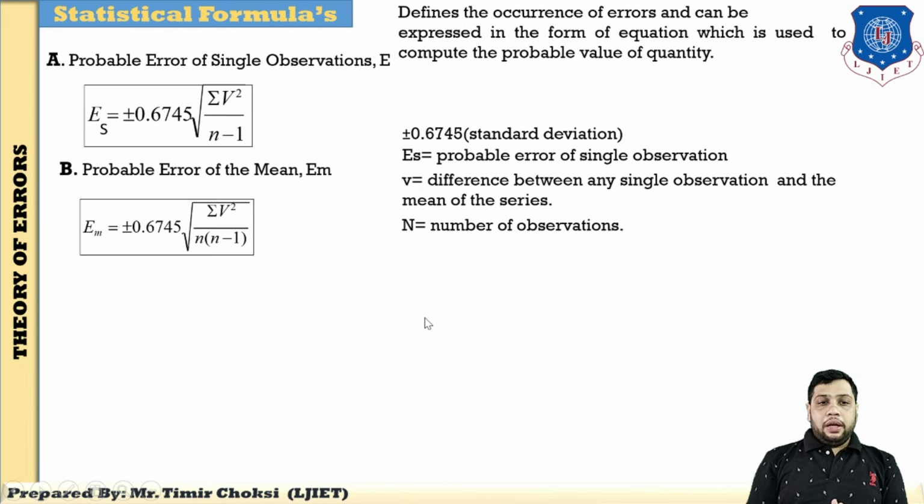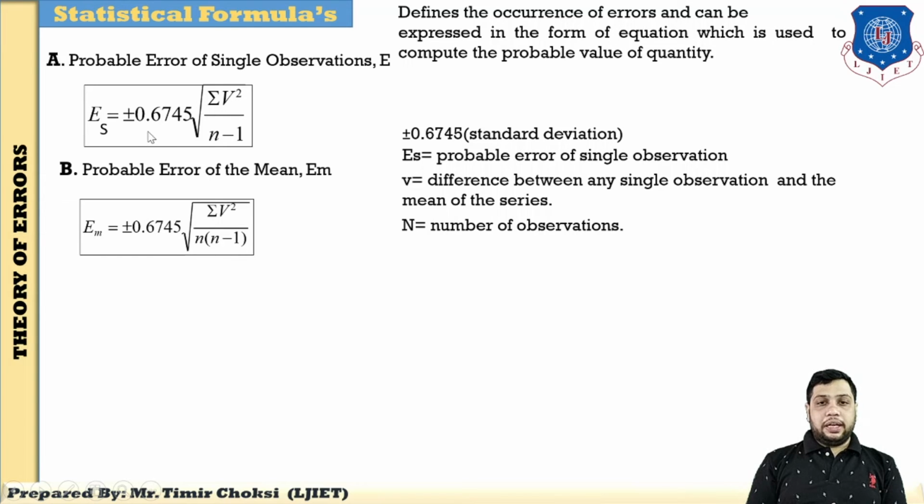Now, this defines the occurrence of error and can be expressed in the form of an equation which is used to compute the probable value of a quantity. So this is the formula to find the probable error. The first formula is the probable error of a single observation, ES equal to plus minus 0.6745 under root summation v square divided by n minus 1. This formula is given by the probability curve.